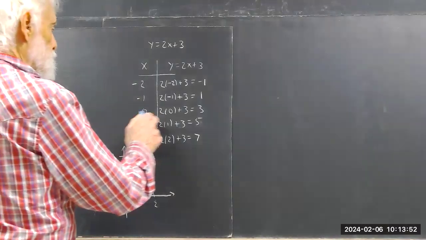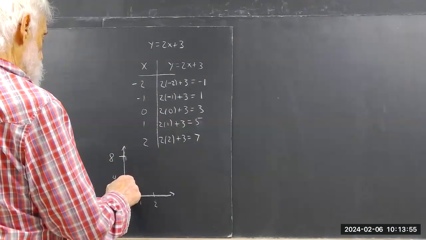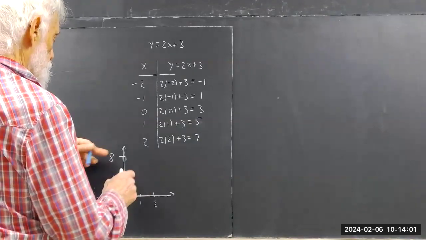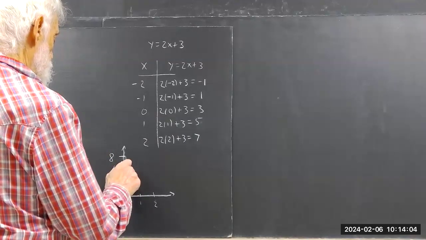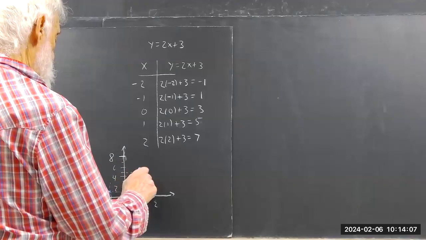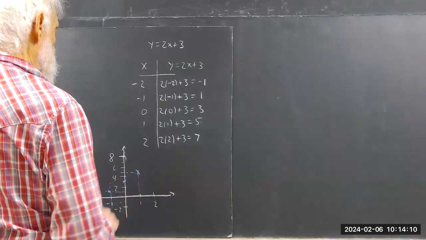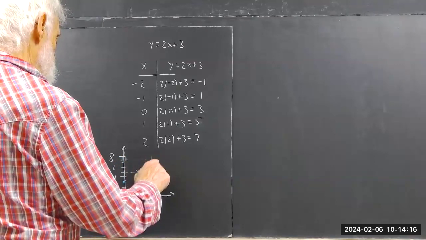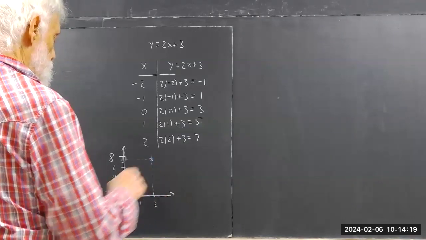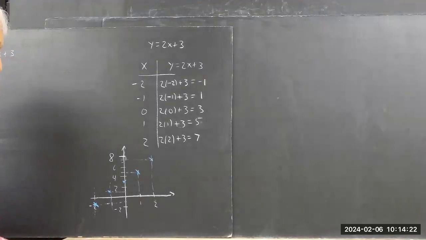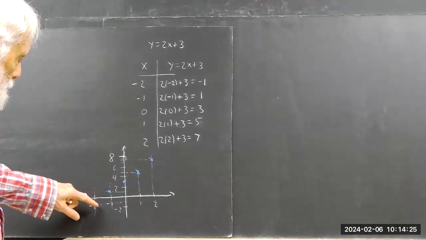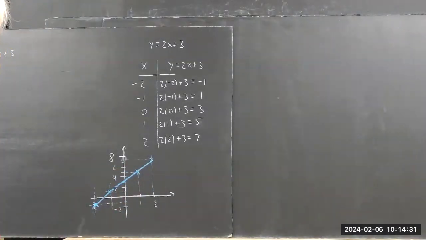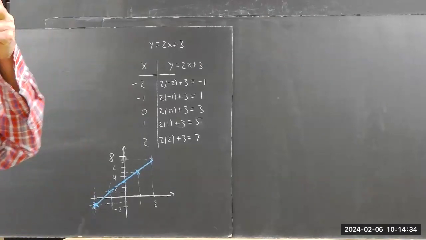If x is 0, y is 3. Here x is 0, here y is 3. When x is 1, y is 5. There's 4, there's 8. 6 is halfway between, so 5 is here and 6 is here, or 7 is here. And we get this point. And then when x equals 2, y equals 7. So that would be a point about here. Now this point, my -1 was over a little bit too far. This point isn't absolutely perfect, but we pretty much get a straight line through the points.